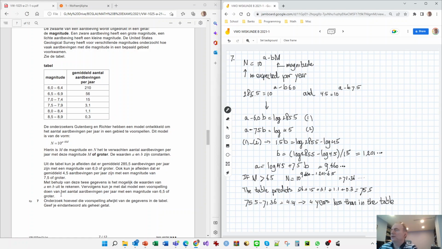Oh, by the way, they're not asking to give the expressions for A or B with certain accuracy. They are actually asking to use the A and B that you find to apply it to earthquakes of scale 6.5 and higher. So I just keep it to like 4 significant digits or 3 decimals here. Okay, so that's B. What's A?